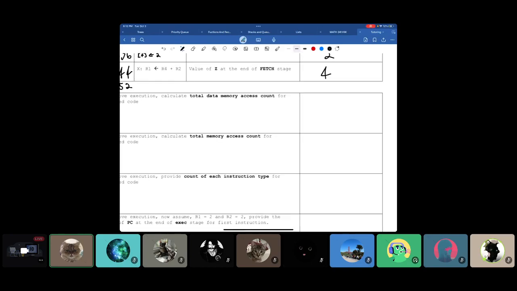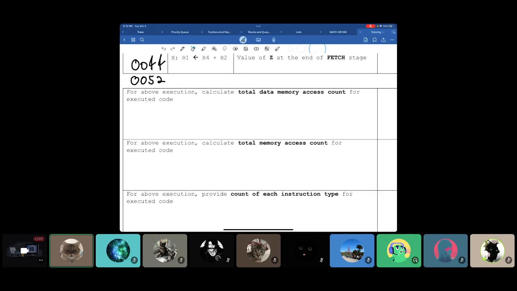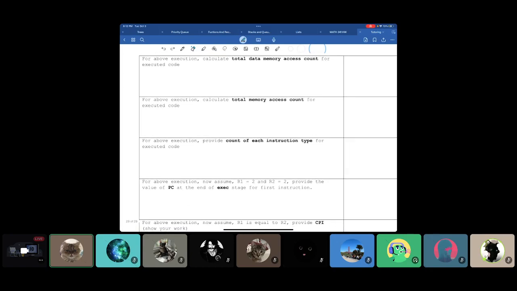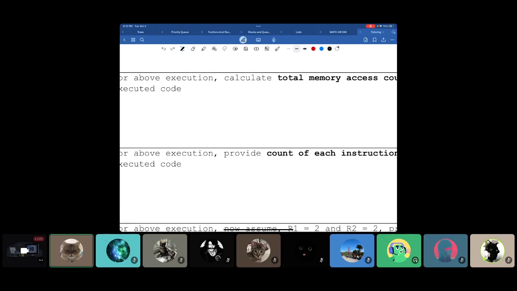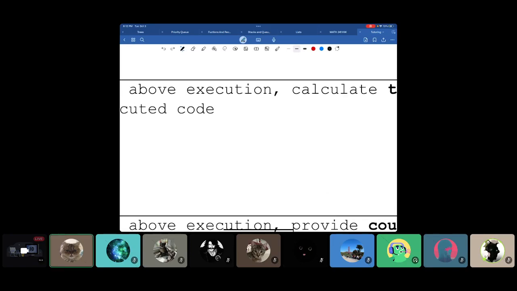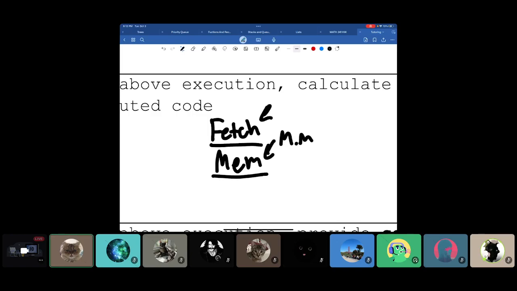And then here it says for above execution, calculate the total data memory access count. Right. So what this means, you can think of this as just how many. Actually, I'll do this point first because it's easier. Because if I do this one first, it's easier to explain this one. So total memory access count, you could think of that as just how many times we've accessed memory in our instruction, right? And we know we access memory every time that we run a fetch stage and every time we run a mem stage, right? Because in both of these stages, we have to go to main memory.